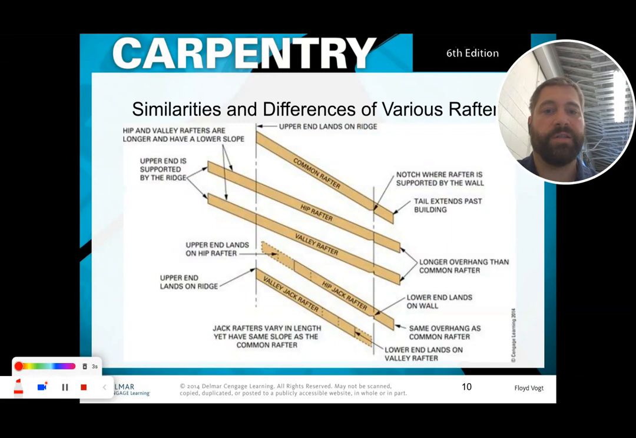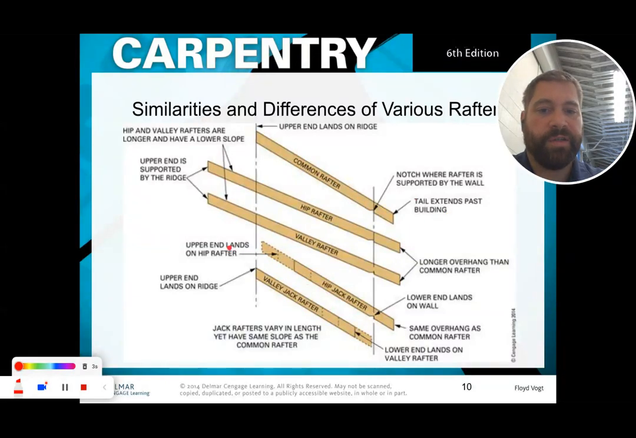So here are some similarities and differences of rafters. You can see that the valley rafter and the hip rafter have their upper end supported by the ridge and a longer overhang than the common rafter. The common rafter is right up on the ridge, has a notch where the rafter is supported by the wall, and the tail extends past the building.